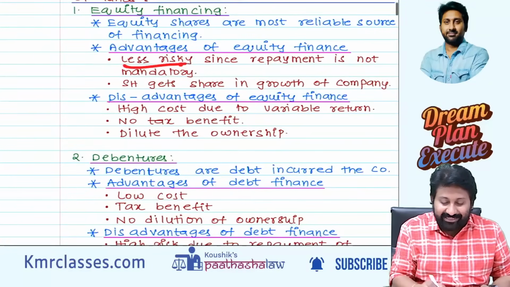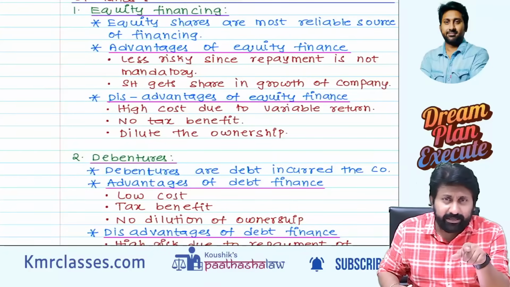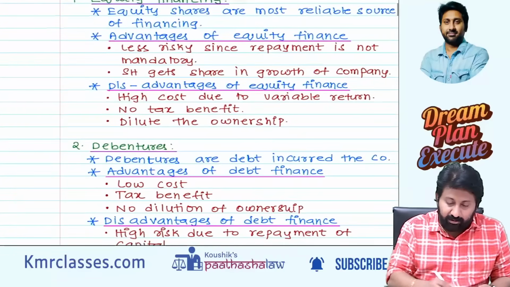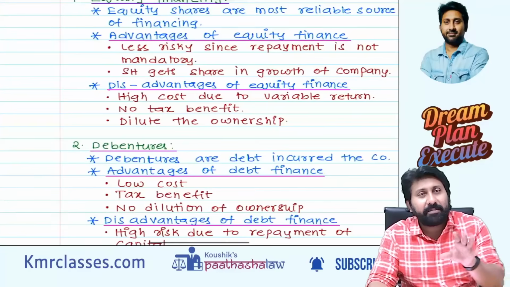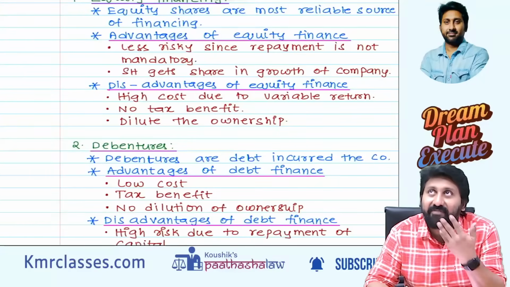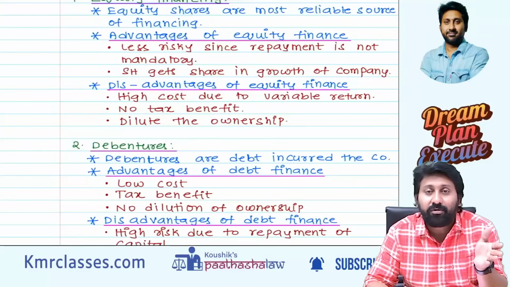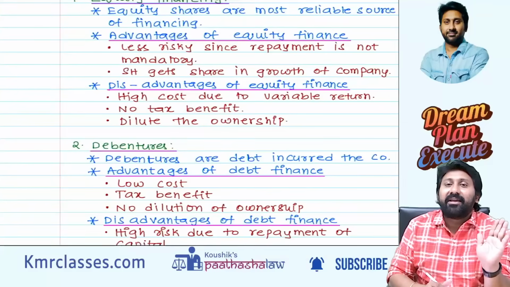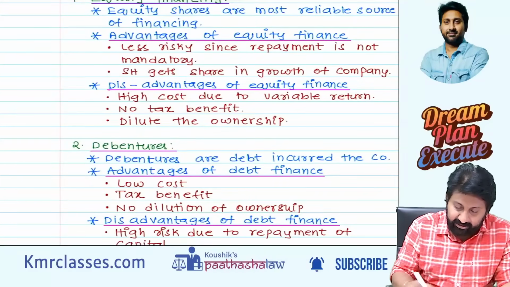Advantages. Less risky since repayment is not mandatory. Debentures, if you raise, after 10 years you have to repay. So next one, less risky since the repayment is not mandatory. What do you mean by that? Unlike a debenture or a preference share, I need not repay them after 5 years or 10 years. Buyback is optional. If the board wanted, they will do, or else they need not. So repayment is not mandatory. That's why the company has no finance burden because of equity. Okay, that's the number one.